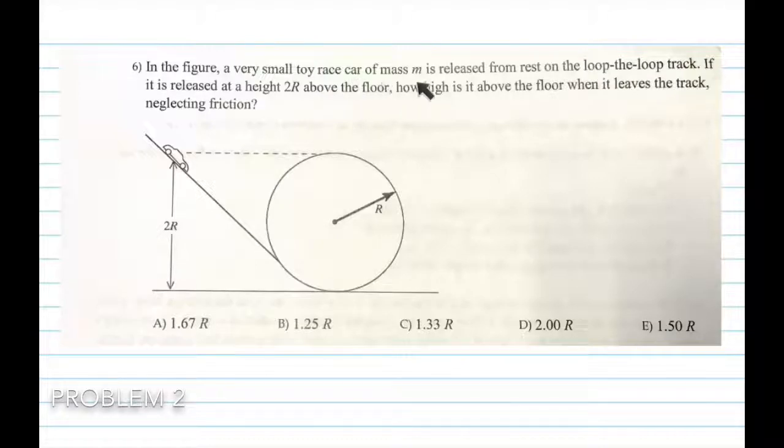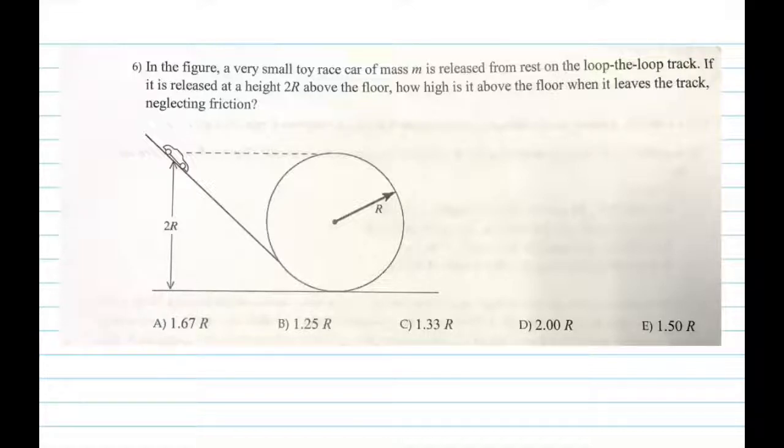A small toy car is released from rest. Okay, that's important. It has no kinetic energy there. And if it is released at a height 2r above the floor, how high is it above the floor when it leaves the track? Okay, so it's going to go, and somewhere along the line, it's going to just drop off. You see that? It's not going to complete the loop, if you know what I'm trying to say. It's going to follow the loop, and at some point, it's going to lose contact. Again, when it loses contact, the normal reaction, tell me, 0. Because when it loses contact, it's not pressing against that surface anymore, is it?